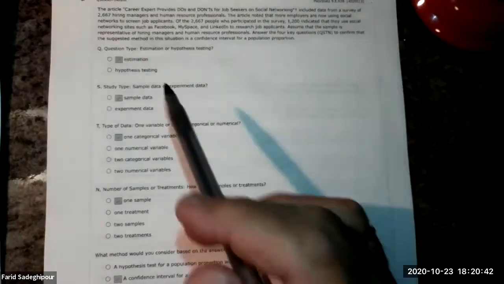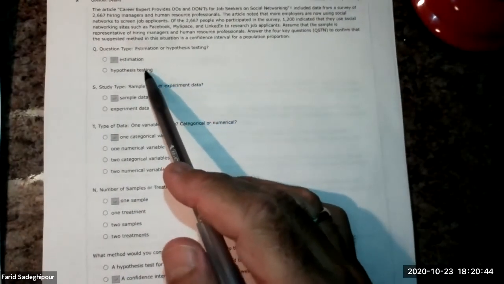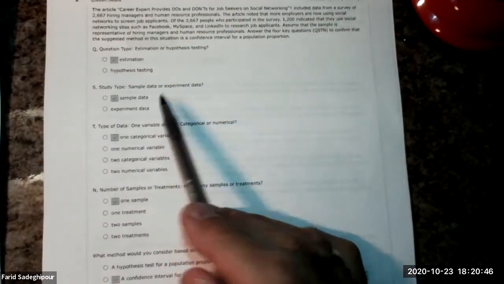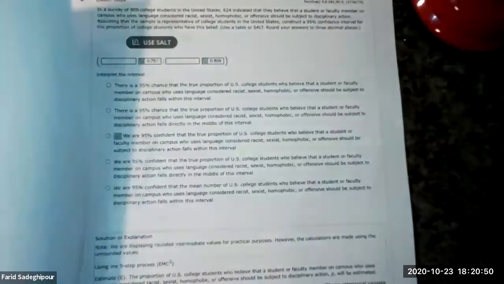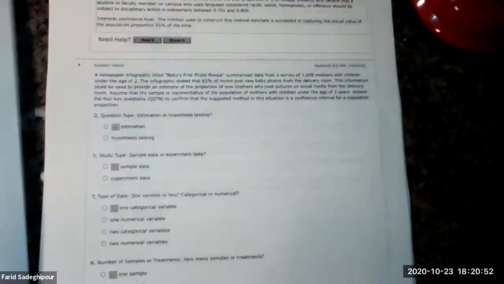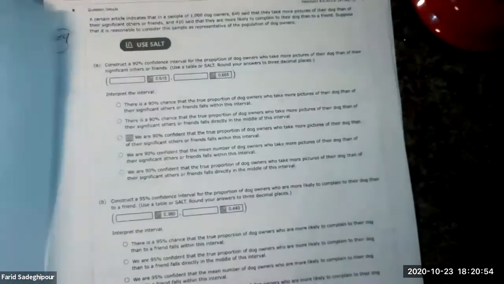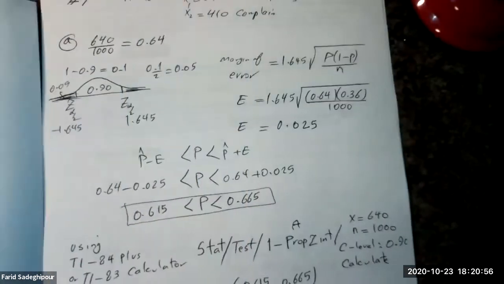These are the multiple choice. In the example, what is it? We always have an estimation. We always have the sample data. We are always dealing with one variable. So these are that, and then I think these are all multiple choice. I have it here for you.